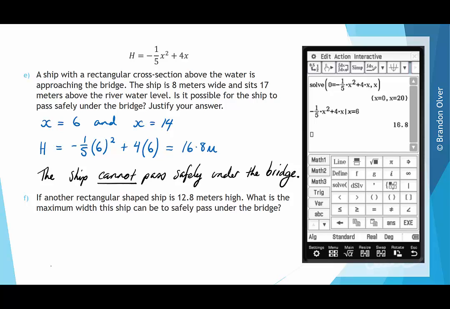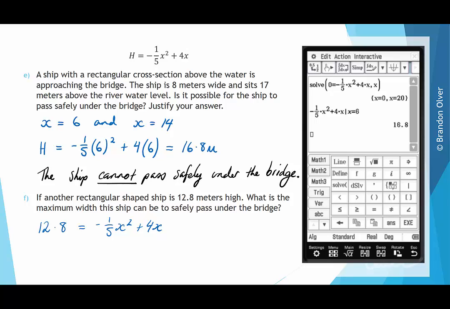If another rectangular shaped ship is 12.8 metres high, what is the maximum width this ship can be to pass safely under the bridge? So this time we're given the height. So if we put that into our equation instead of h, we have 12.8 is equal to negative 1 over 5 x squared plus 4x. And now if we use our CAS calculator, we can solve that for x.